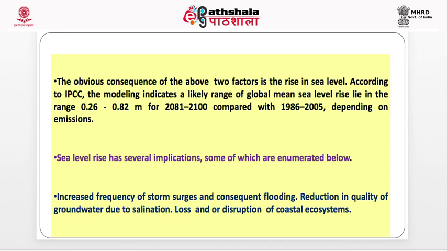According to IPCC, modeling indicates a likely range of global mean sea level rise of 0.26 to 0.82 meter. But remember, they are all estimates. You cannot say that they are correct, absolute values; they are just estimates. Sea level rise has several implications. Number one, increased frequency of storm surges and consequent flooding, for example, tsunami type; reduction in quality of groundwater due to salination; loss or disruption of coastal ecosystems.